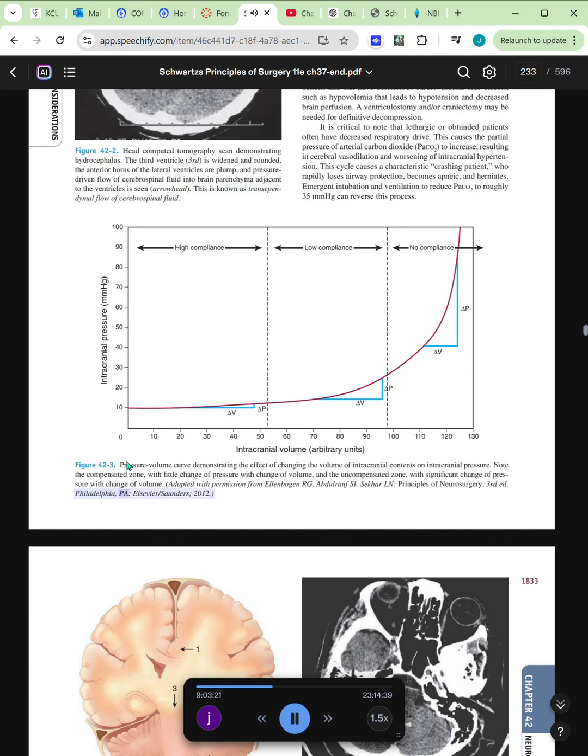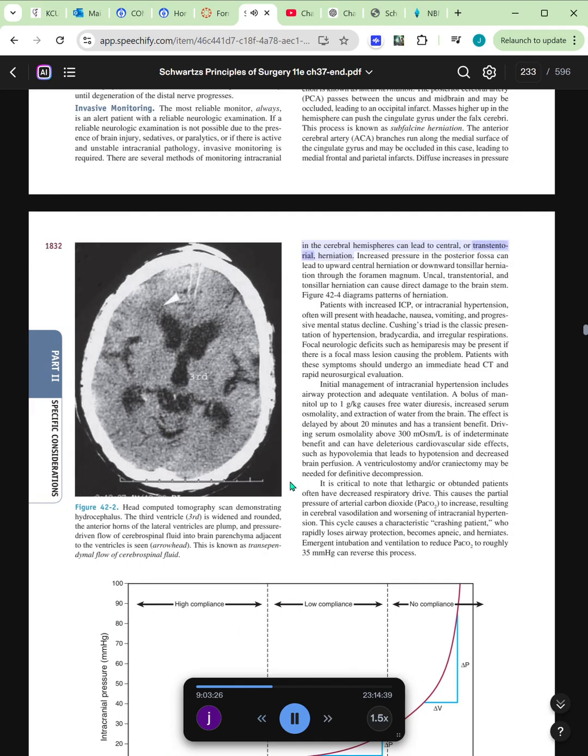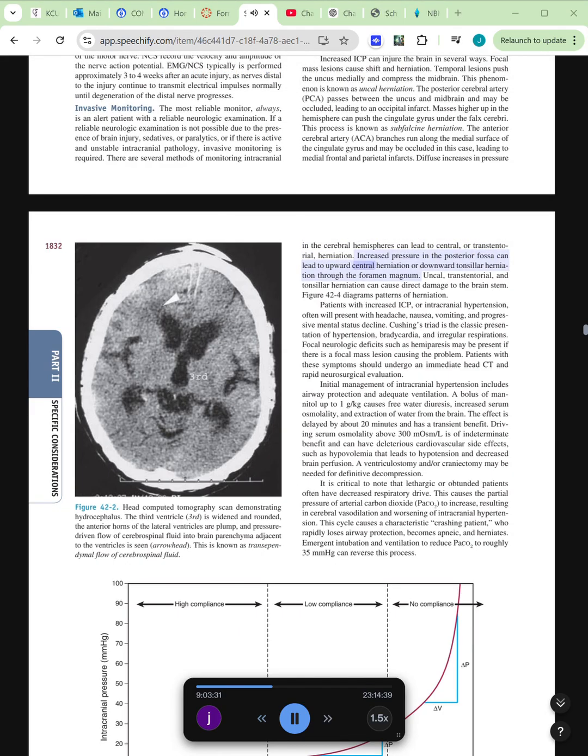Philadelphia, PA, Elsevier, Saunders. Increased pressure in the cerebral hemispheres can lead to central or transtentorial herniation. Increased pressure in the posterior fossa can lead to upward central herniation or downward tonsillar herniation through the foramen magnum. Uncal, transtentorial, and tonsillar herniation can cause direct damage to the brainstem. Figure 42-4 diagrams patterns of herniation.